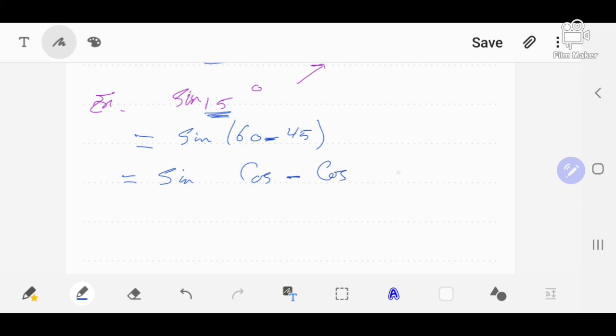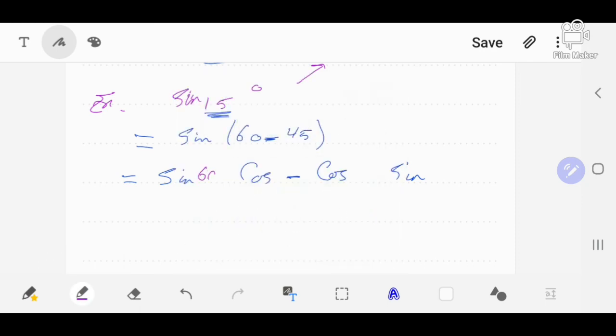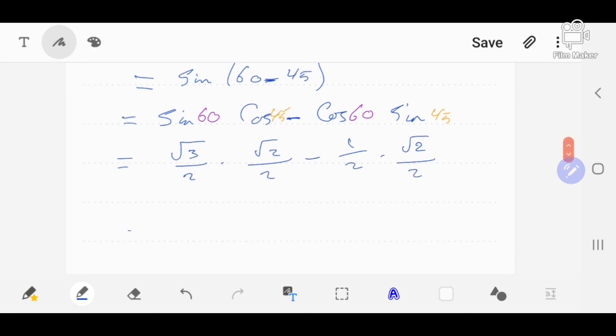Okay, now sine what and cosine what? Sine the first, cosine the first here, and cosine the second, sine the second. And now we just evaluate, and that will give you sine 60 radical 3 over 2, cosine 45 again radical 2 over 2, minus cosine 60 is half, sine 45 radical 2 over 2. Multiply, and this will be radical 6 minus radical 2 over 4, and that's exactly the same as what we got here.